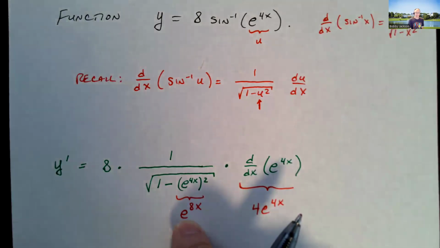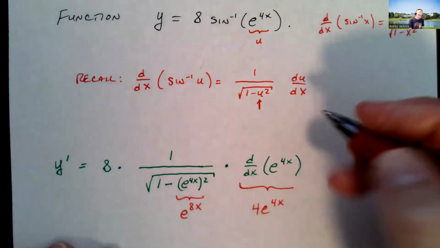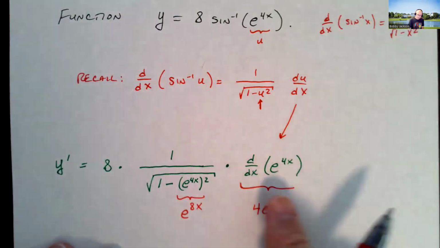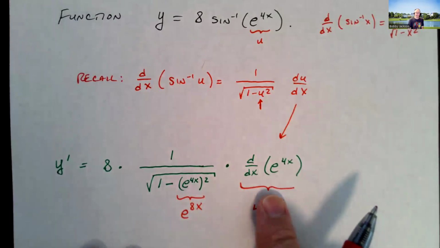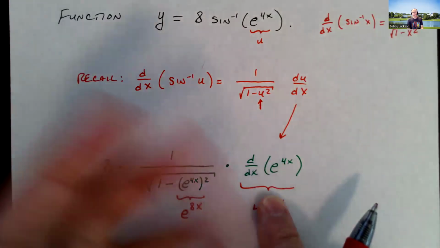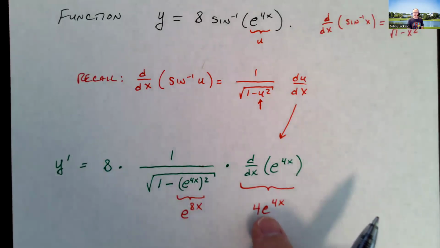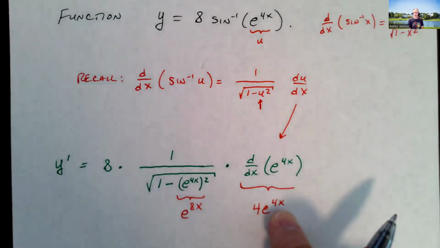Okay. And then times the derivative of the inner function, right? That's the du dx right here. And what is the derivative of e to the 4x? Well, that's by the chain rule as well. We know the outer function is e to the u, inner function u is 4x. Derivative of the outer function is e to the u times the derivative of 4x, which is 4. So I get 4 times e to the u, or 4 times e to the 4x.